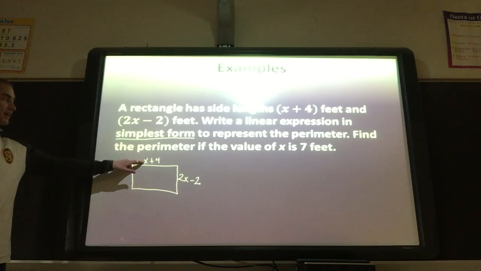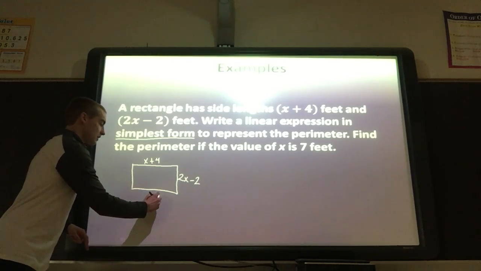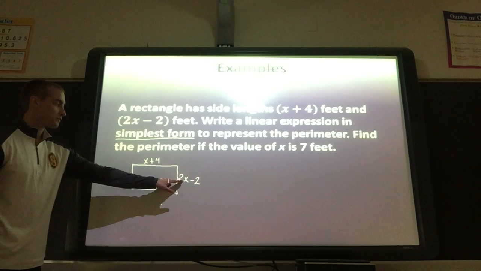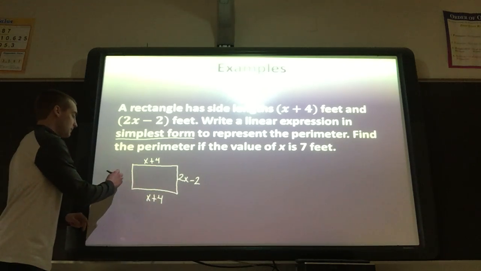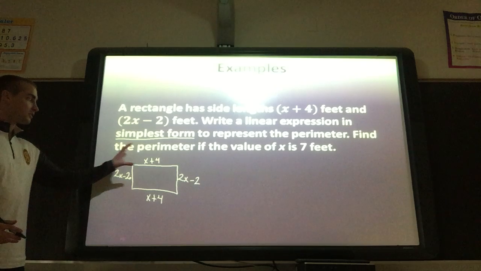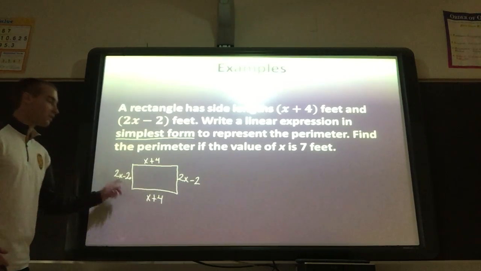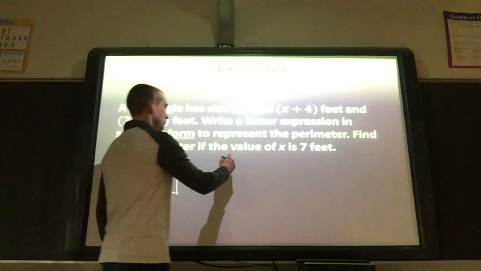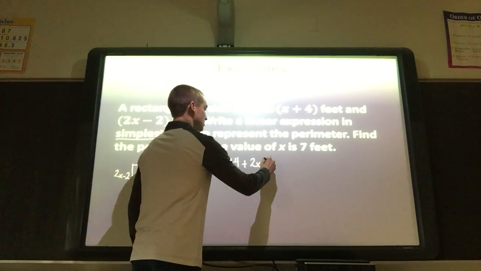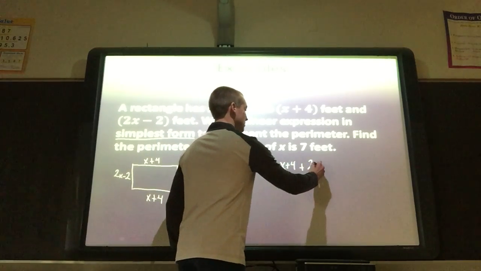And so if this side is x plus 4, that means the opposite side must also be x plus 4. And then if this side is 2x minus 2, that means its opposite side must be the same thing. So now, if I have this rectangle, to find the perimeter, I would add up all of these sides. So I'm going to do x plus 4 plus 2x minus 2 plus x plus 4 plus 2x minus 2.